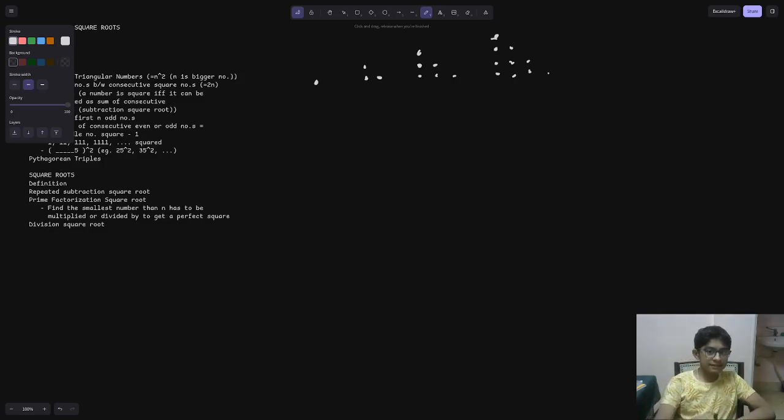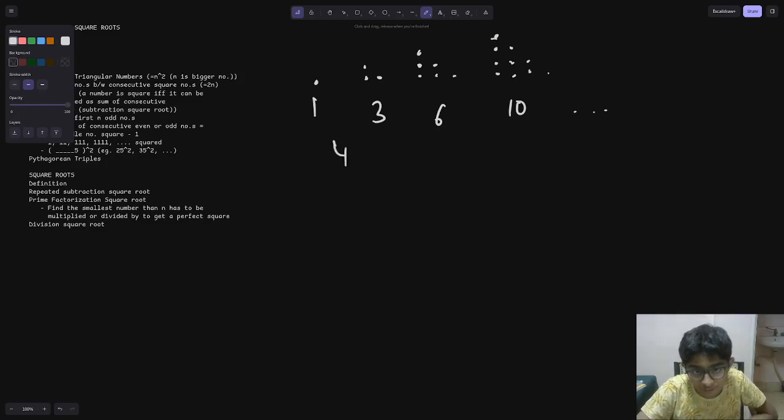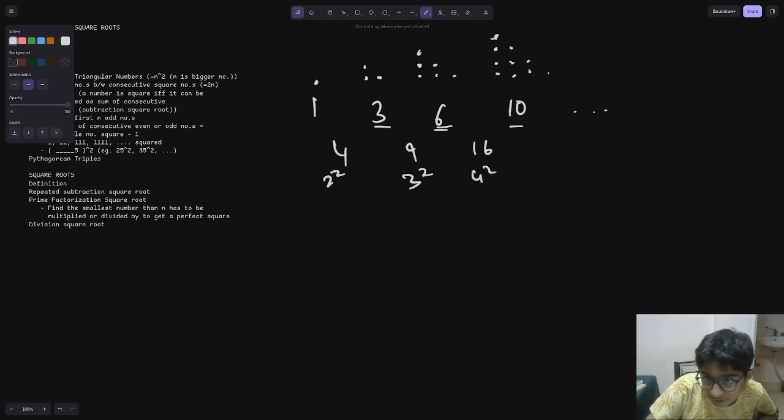So the number of dots here: there is 1 here, there is 3 here, there is 6 here, there is 10 here, and so on. Now if you were to add any of these, like 1 plus 3, 4, 4 is a square number. 3 plus 6, 9, that is also a square number. 6 and 10, 16, that's also a square number. This is 2 square, this is 3 square, this is 4 square, and so on.